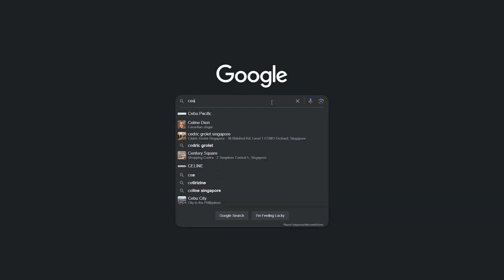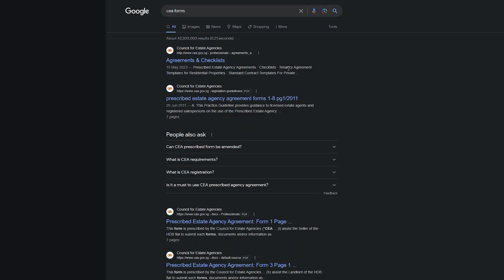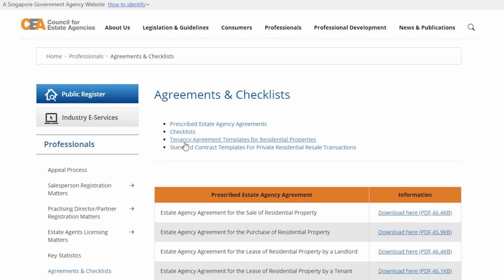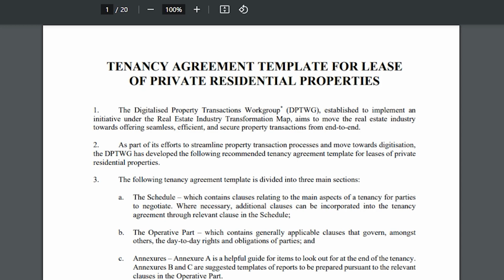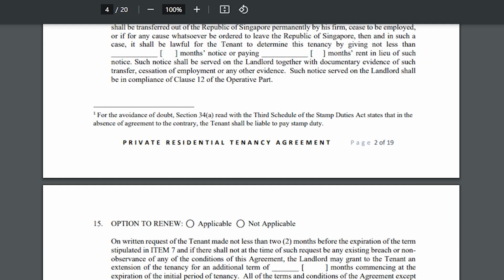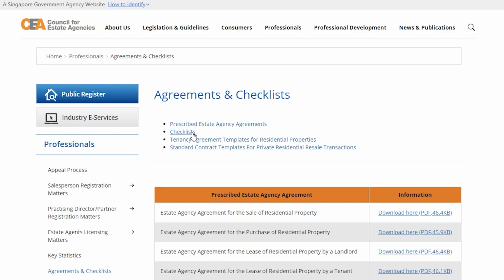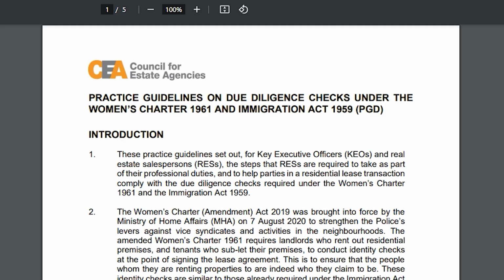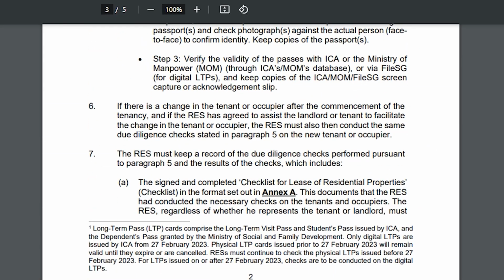Both these forms can be found simply by searching CEA forms online and navigating to the correct forms. Once you've downloaded the tenancy agreement, go through it and remove or add clauses as you deem fit. For example, if you're opposed to smokers, then you might want to add a clause that prohibits a tenant from smoking in your property.